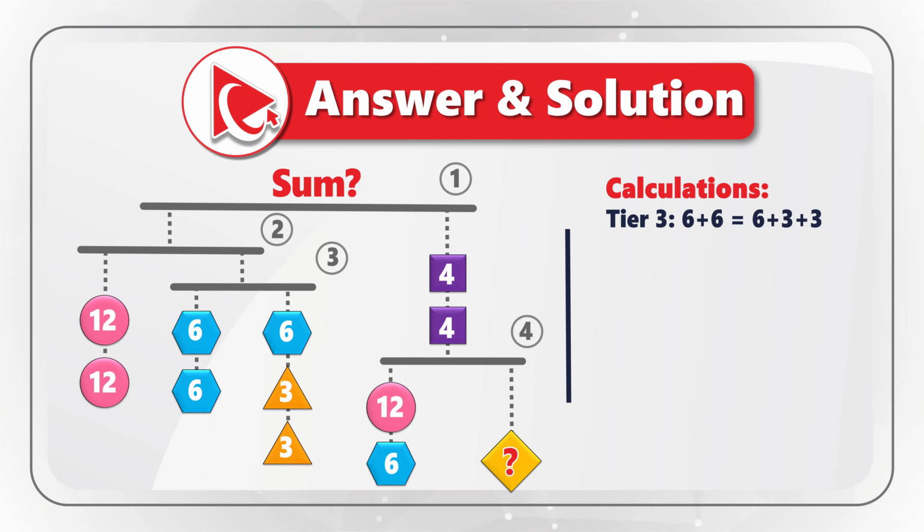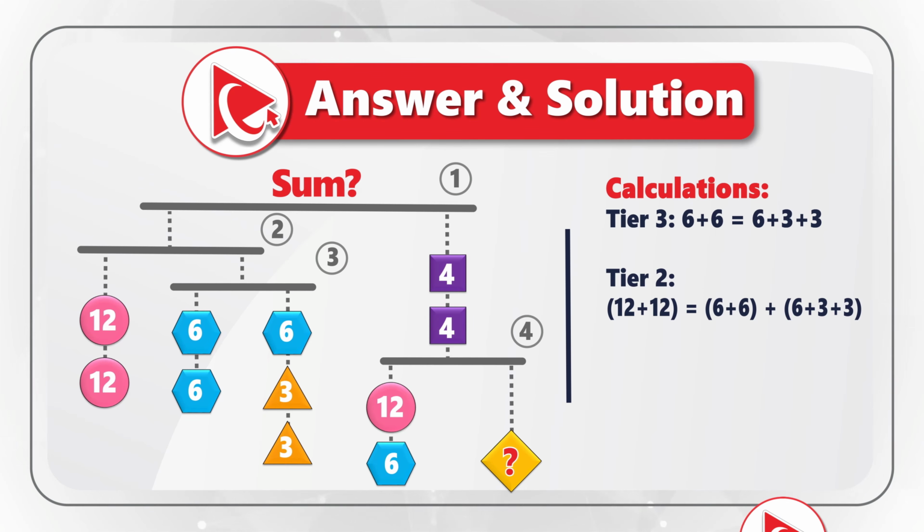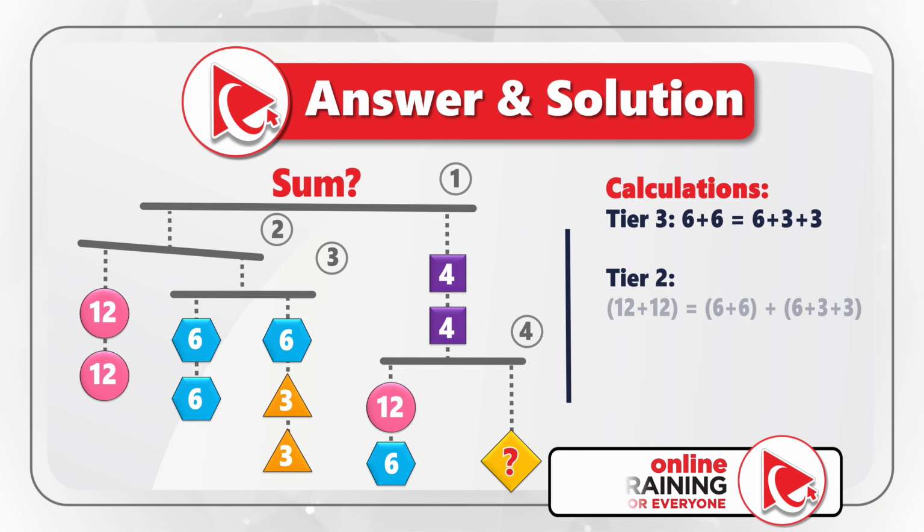Now let's look closely at the tier 2. On the left of the tier 2, we have 2 circles. Each circle has a value of 12. 2 circles would equal 24. On the left of the tier 2, we have 2 circles with total value of 24, and on the right the entire tier 3, which also equals 24. This is what keeps tier 2 in balance.